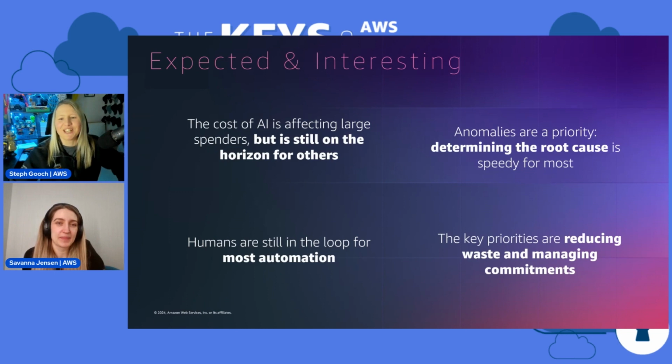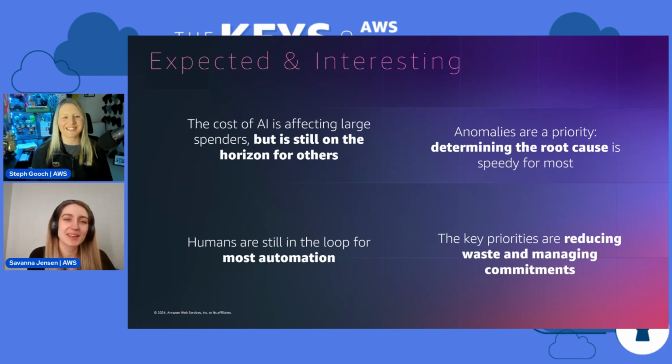Okay, continue on, Savanna. One last thing about Gen AI: the FinOps Foundation actually did post a pretty extensive white paper on how to start thinking about Gen AI costs and forecasting them. So I highly recommend checking that out if you haven't already. It's a great resource. Okay, what else is in here?